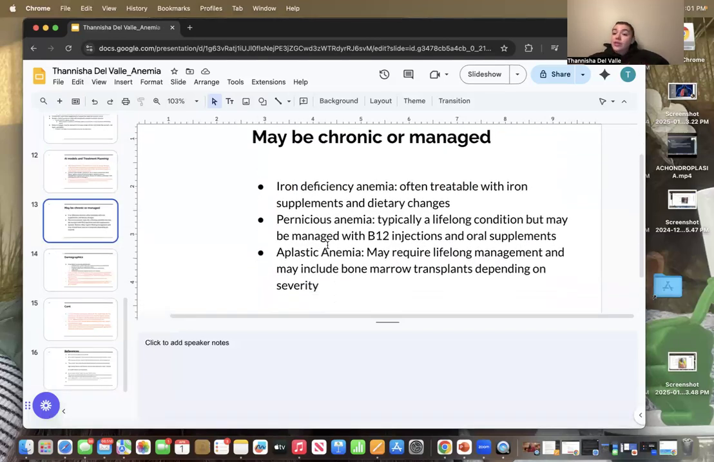So, iron deficiency anemia is often treatable with iron supplements and dietary changes. Pernicious anemia is typically a lifelong condition, but may be managed with B12 injections and oral supplements. Aplastic anemia is the one that requires lifelong management and may include bone marrow transplants, depending on the severity.